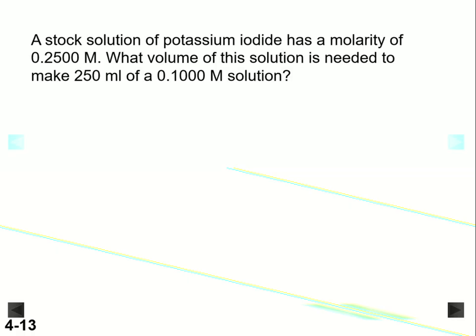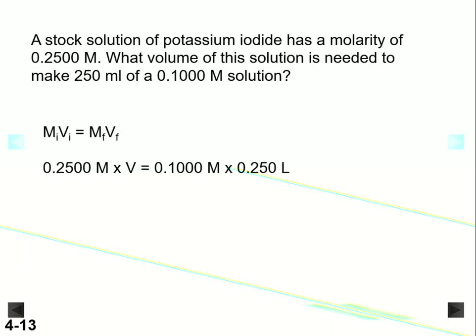Let's take an example problem, and this will involve a dilution. A stock solution of potassium iodide has a molarity of 0.2500 molar. What volume of this stock solution is needed to make 250 mL of a 0.1 molar solution? So if we're going to use it as a stock solution, we're always going to end up with a more dilute solution, and this one goes from 0.25 down to 0.1.